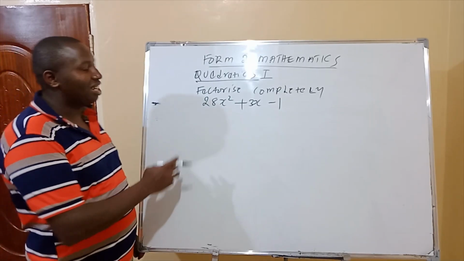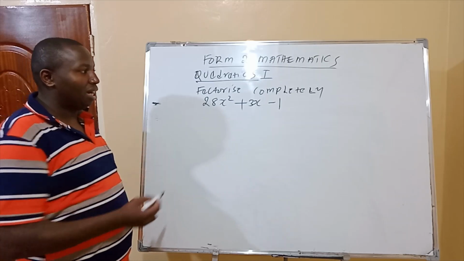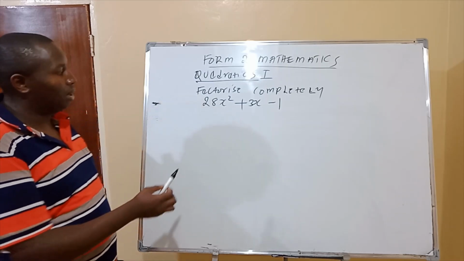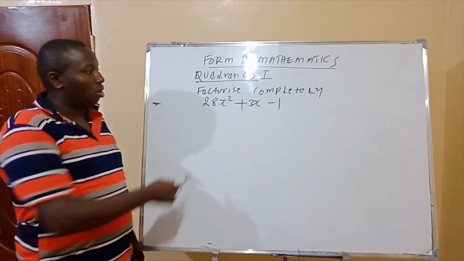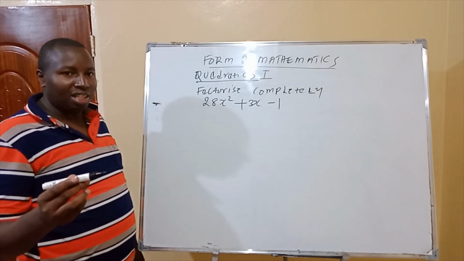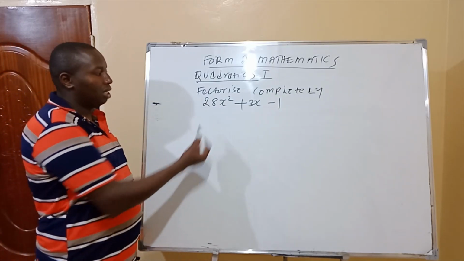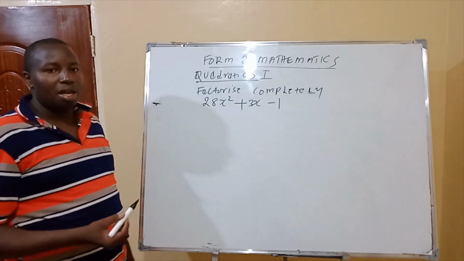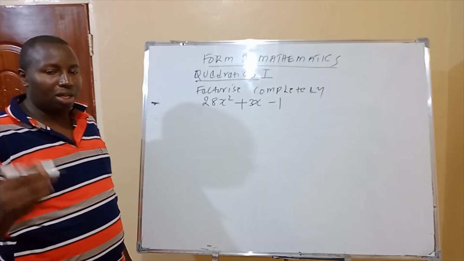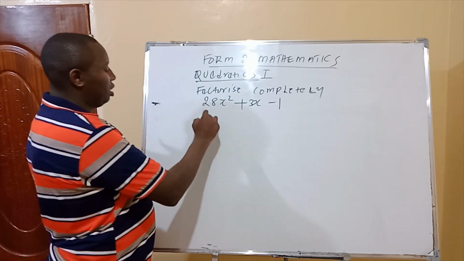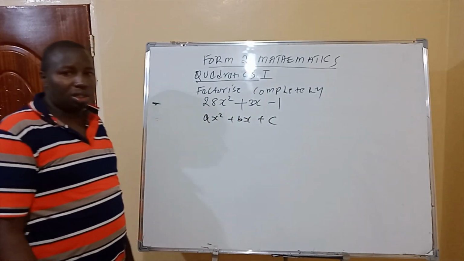Today's lesson is from Form 2 Mathematics, Quadratics 1, and we are going to cover factorization of quadratic expressions. The question we have provided here is 28x squared plus 3x minus 1. We are going to write the standard quadratic expression, which is ax squared plus bx plus c. This is the standard quadratic equation.